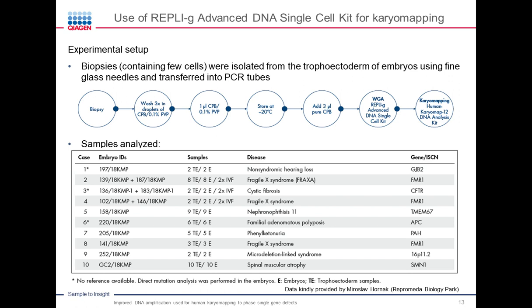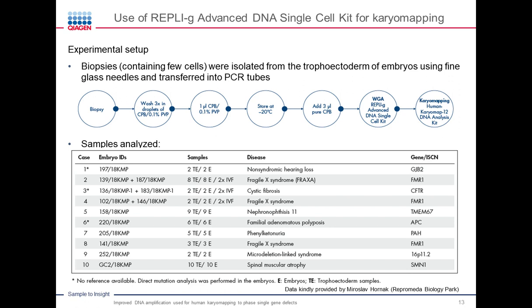So the workflow is to take the biopsy. The biopsied cells, which are a few cells, are washed 3 times in droplets of the cryoprotective buffer and 0.1% PVP. The 0.1% PVP is to keep the cells from adhering to the PCR tubes. They are then, after the wash, put into 1 microliter of the CBP with 0.1% PVP, and then stored at minus 20 degrees. Following the storage, they're processed by adding 3 microliters of the pure CBP.